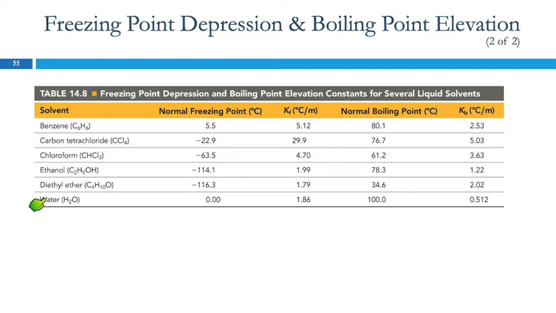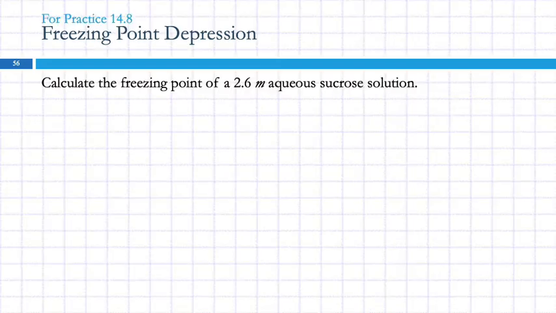So here we have a table showing freezing point depression constants for different liquids. So here's the one for water, 1.86. Units are degrees Celsius per molal. This is also giving us the boiling point elevation constant, which we'll talk about next week.